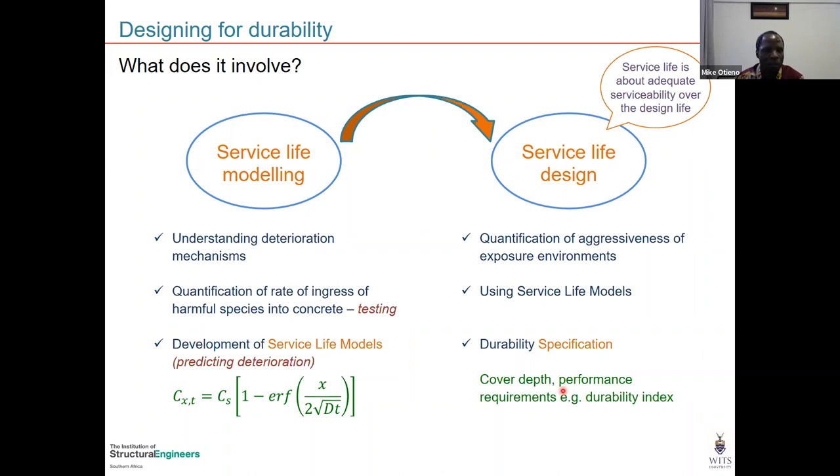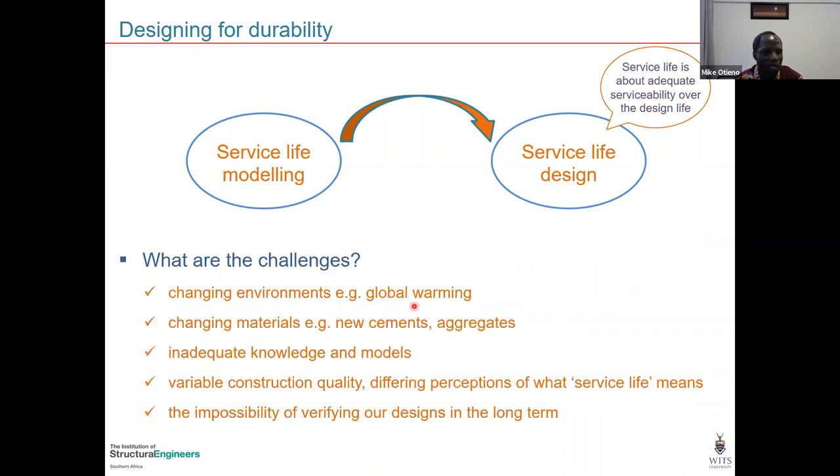So this is what it involves, but it is not as easy as it seems. And the reasons for this are quite vast. I'll mention a few here. We have changing environments, like for example, global warming and increases in CO2 concentrations in the air. We have new materials in terms of aggregates. Now we're talking a lot about using recycled aggregates, artificial aggregates, and so on. We have new types of cements.